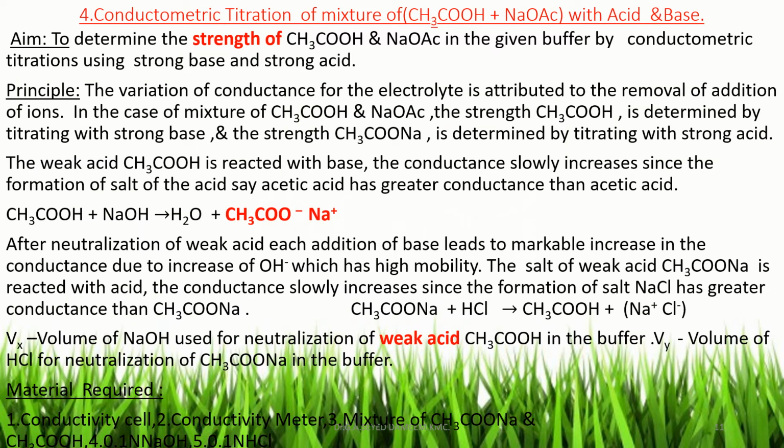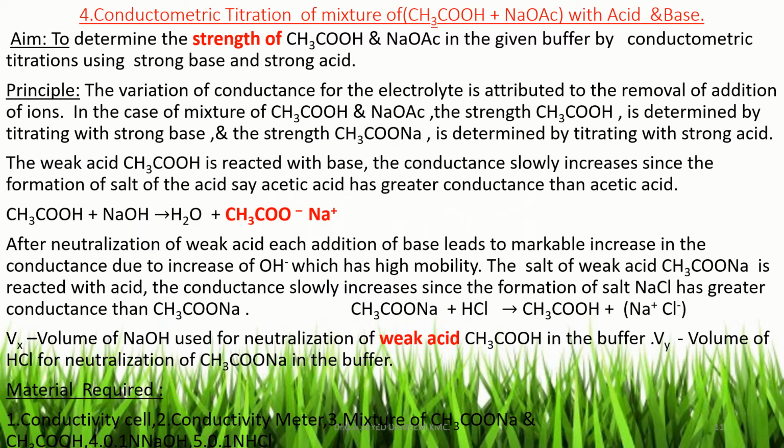Next one is the fourth experiment, conductometric titration of acetic acid sodium acetate mixture with acid and base. The aim of the experiment is to determine the strength of acetic acid and sodium acetate in the given buffer solution by conductometric titration using strong base and strong acid. And the principle of the experiment: the variation of conductance of the electrolyte is attributed to the removal or addition of ions. In the case of a mixture of acetic acid and sodium acetate, the strength of acetic acid is determined by titrating with the strong base, and the strength of sodium acetate is determined by titrating with the strong acid.